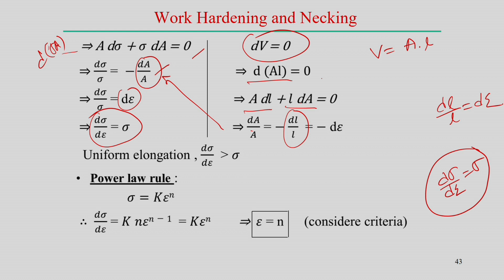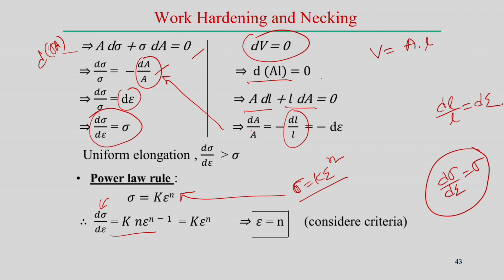Now, if we assume that stress is related to strain by the Holloman type of equation, of course, the stress-strain relation may be a different equation, but if we assume this is the relation, then what will be the necking condition? If we follow from here, d sigma by d epsilon equal to k n epsilon to the power n minus 1.